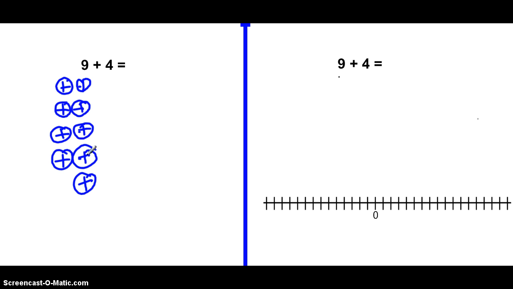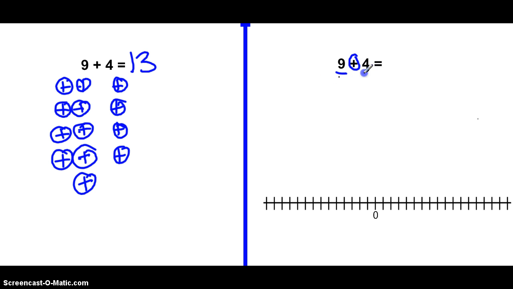And adding is easy because you just draw on top or add whatever's next. This is adding a positive 4, so we're going to add 4 positive chips. If you were to count all these up and add them up, we have a positive 13. Very easy.